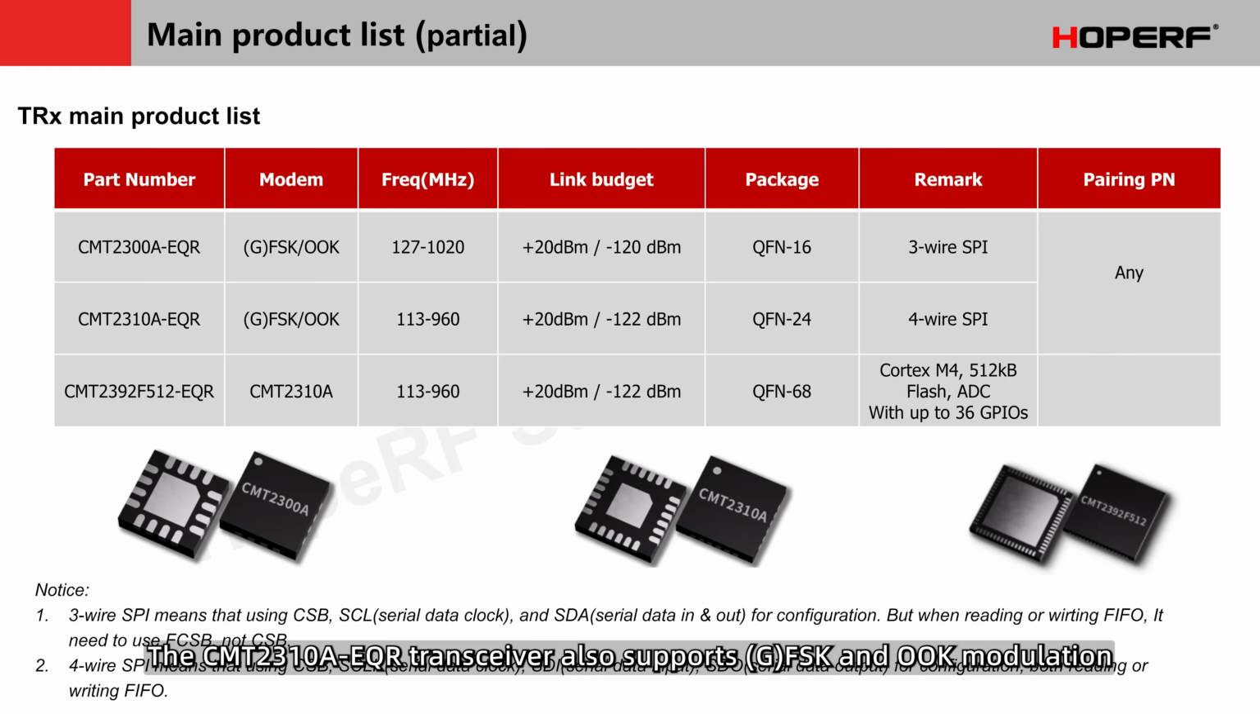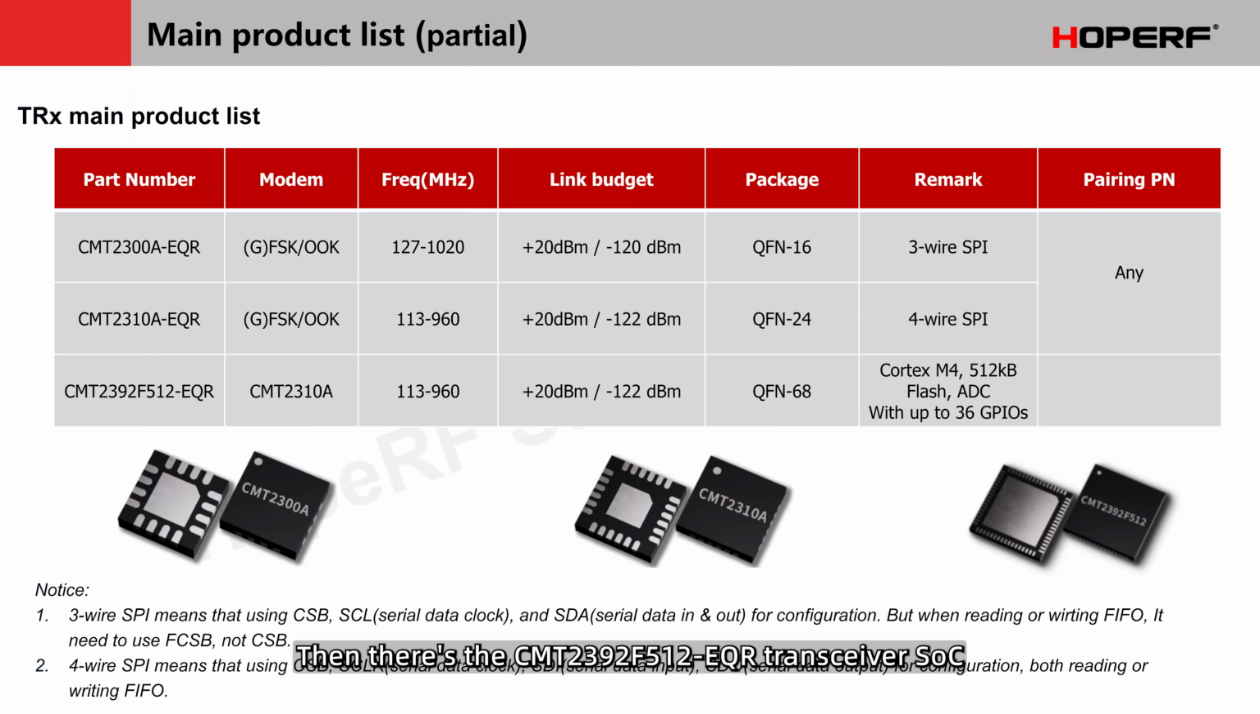The CMT2310AEQR transceiver also supports GFSK and OOK modulation, with a frequency range from 113 MHz down to 960 MHz. It also has a max output power of 20 dBm, but its receive sensitivity is even better at minus 122 dBm. It's in a QFN24 package, 4 mm by 4 mm, and uses a standard 4-wire SPI interface.